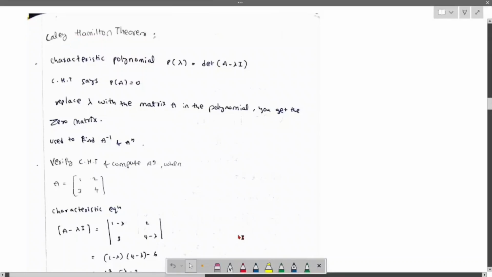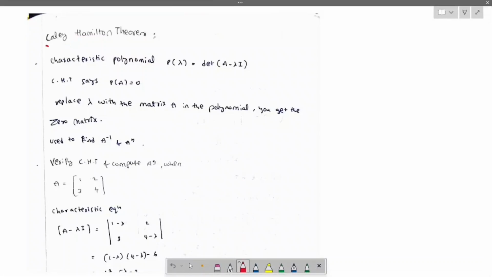In this video we are going to learn about the Cayley Hamilton Theorem. In this, instead of a characteristic equation, we are using the characteristic polynomial. So what is the characteristic equation? It is det(A minus lambda I) equals 0. Here the characteristic polynomial is det(A minus lambda I). Let us consider this as p of lambda. Now what the Cayley Hamilton theorem says is p of A equals 0.